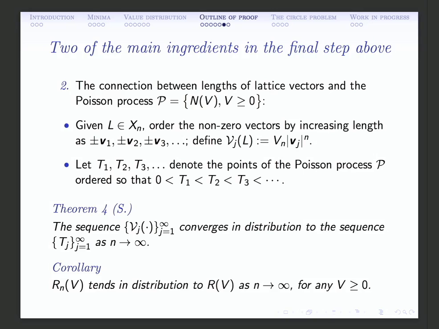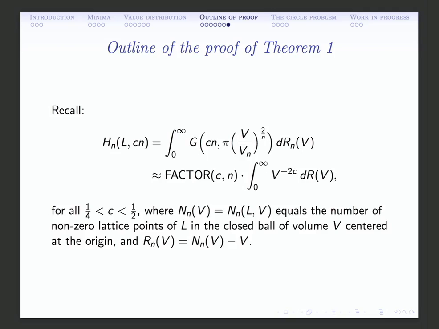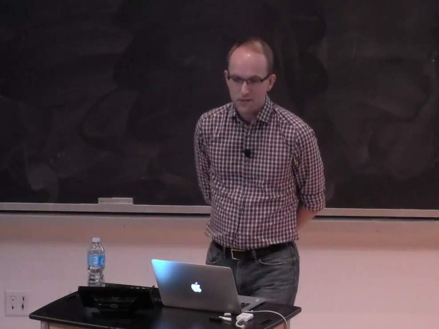And it's a direct corollary of this theorem that what was called Rn of V, the remainder term in the circle problem, tends to some related concept in terms of this Poisson process, and that should explain, if I recall, what I said about the proof of the theorem. You are interested in this function hn, you write it as an integral. The bound on the remainder term in the circle problem tells you that you can truncate and only look at a finite part. And on the finite part, you have this Rn of V, which tends to R of V in distribution. And also you know something about what happens with the incomplete gamma function, and that's essentially it.